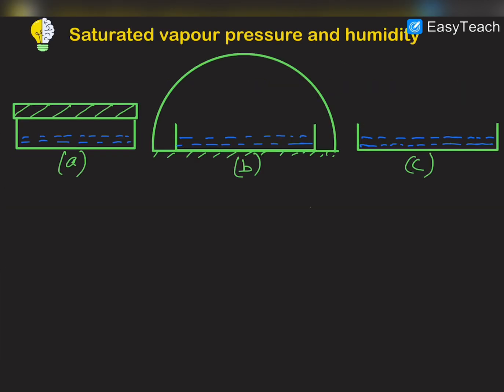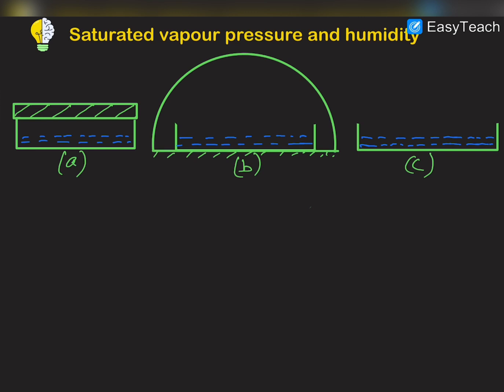Now let us discuss the saturated vapor pressure and humidity. Let us consider that we have three containers of equal volume, and an equal volume of water is poured into all three containers. The first container has some space and is sealed airtight with a lid. The second container has a lot of space and is also sealed with a hemispherical lid. And the third container is open to the atmosphere.